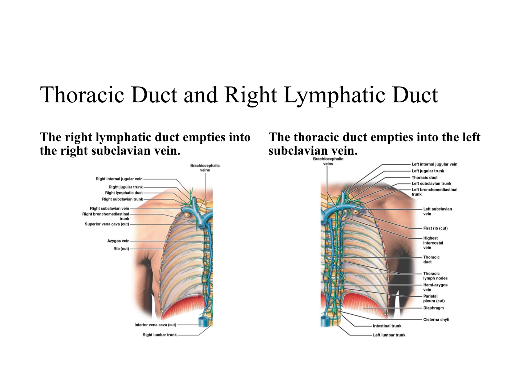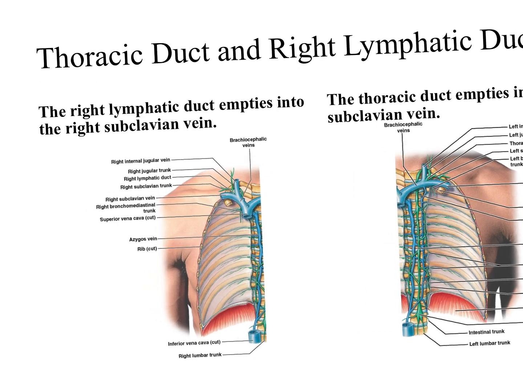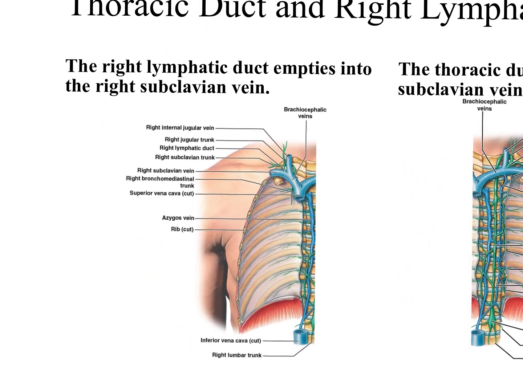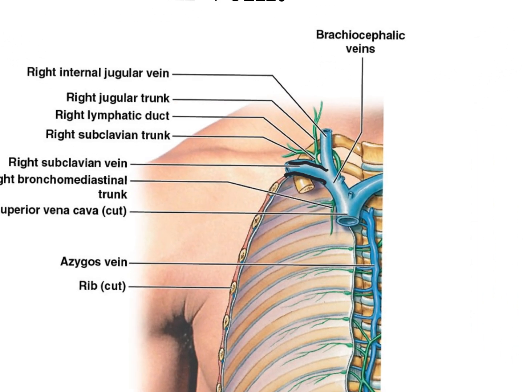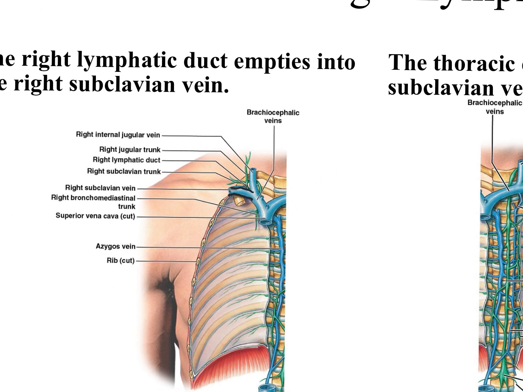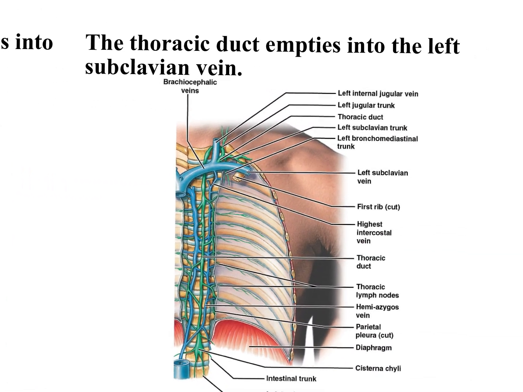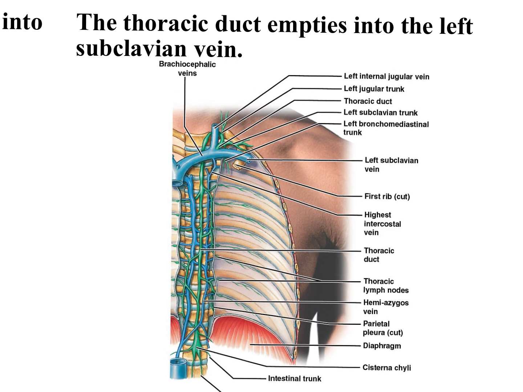This diagram is illustrating the thoracic duct and the right lymphatic duct. Let's first look at the right lymphatic duct as it empties into the right subclavian vein. This right here is the right subclavian vein, and get a little bigger here. This right here is that right lymphatic duct, and so that's only draining the right arm, the right chest, the right side of the head. Then we have the thoracic duct over here, which is draining the whole rest of the body.